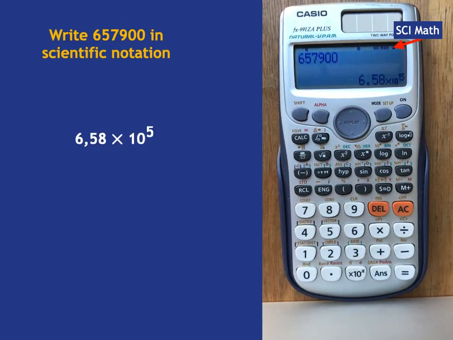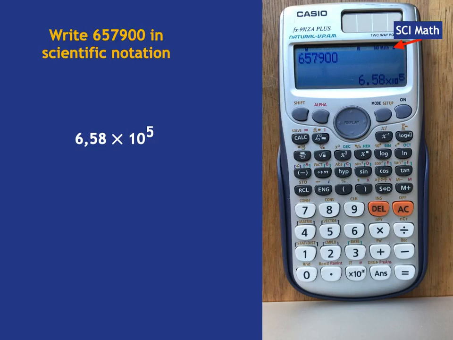Now notice here we get 6,58 times 10 to the 5. And that's a bit unexpected because I was kind of expecting 6,579 times 10 to the 5. But remember, when I chose that mode, I said I only wanted 3 digits. And so my calculator is obeying me and giving me 3 digits. So it's rounding from 6,579 to 6,58. So it can just give me 3 digits.